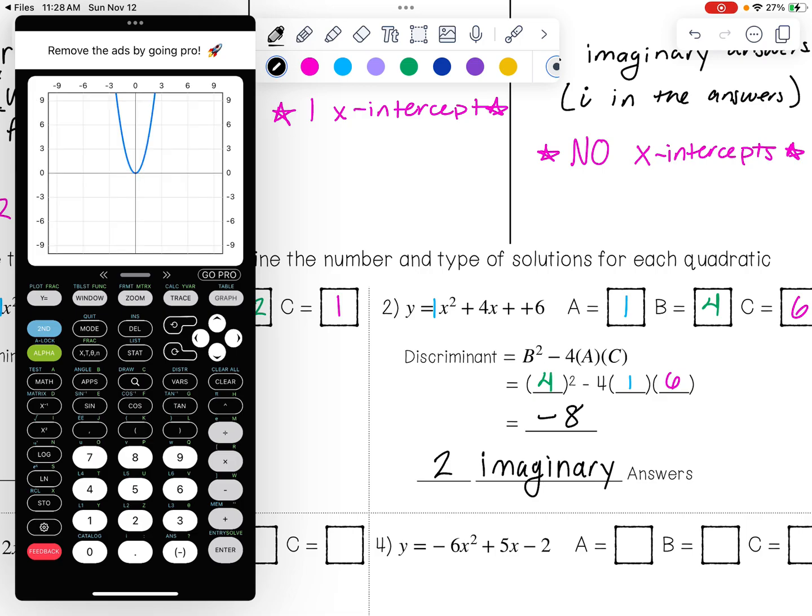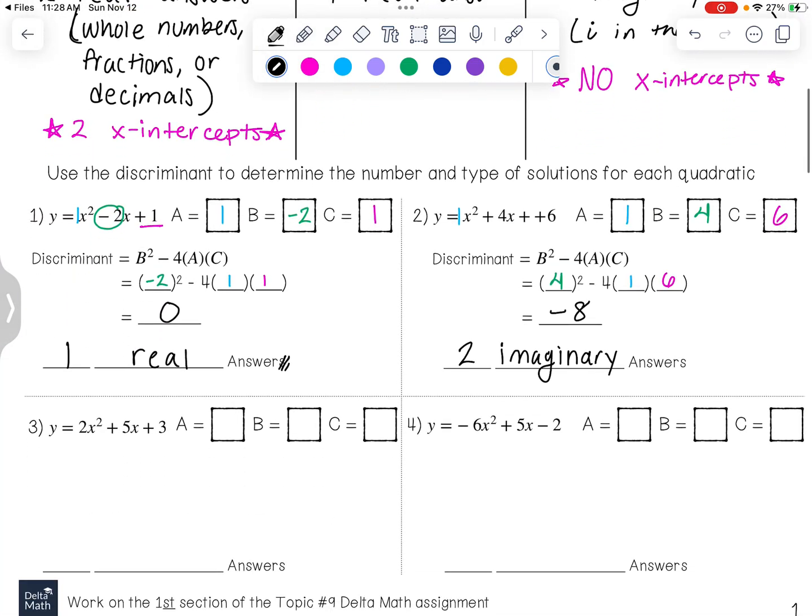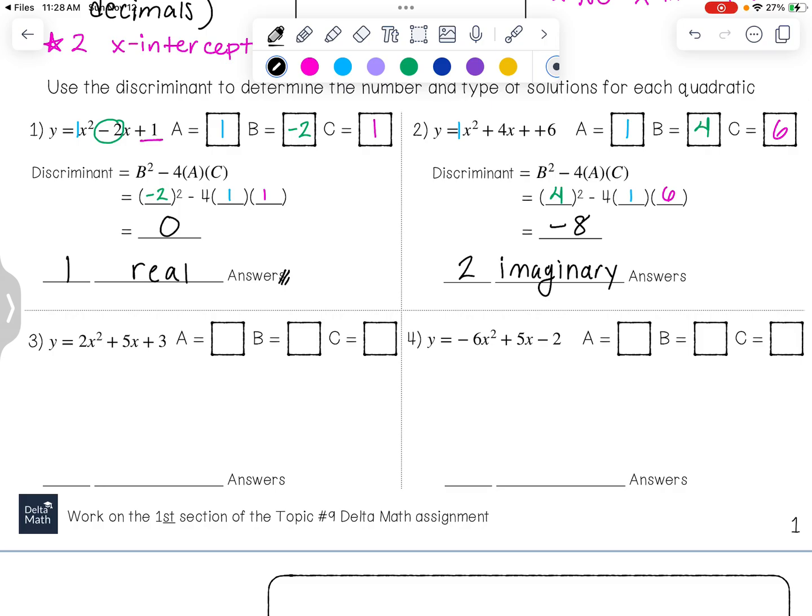Okay, so the next two, little less scaffolding. I gave you places to write down where A, B, and C are, but I didn't give you all the blanks to fill in. So we're going to be writing that out ourselves this time. So for this question, we have that our A value is 2, our B value is 5, and our C value is 3.